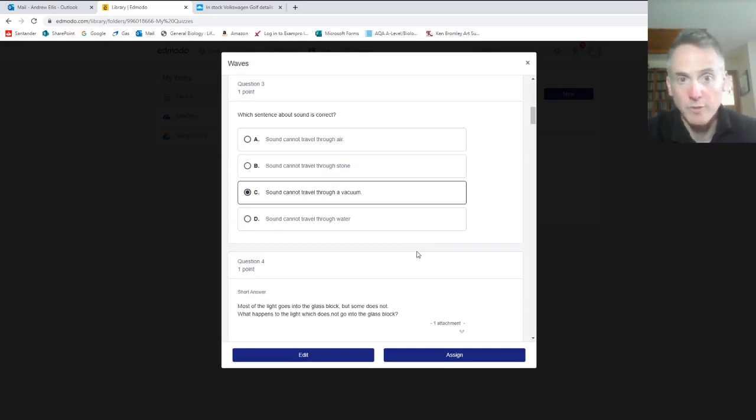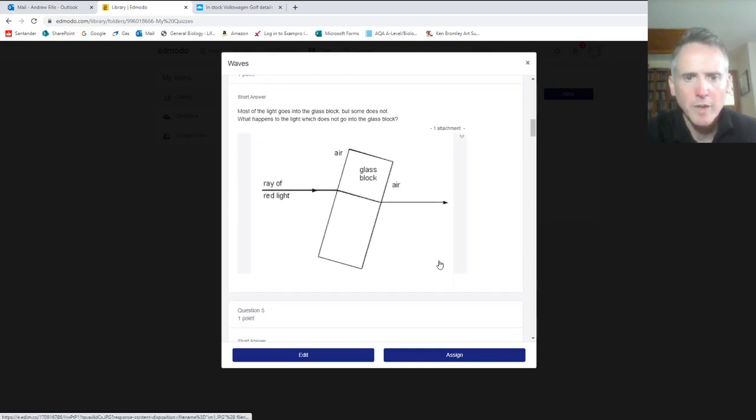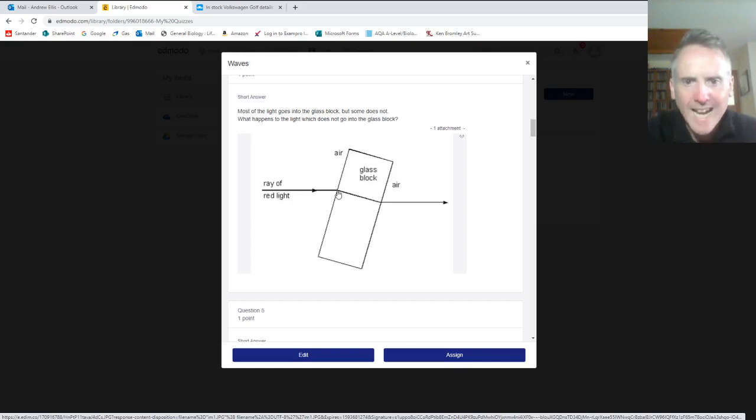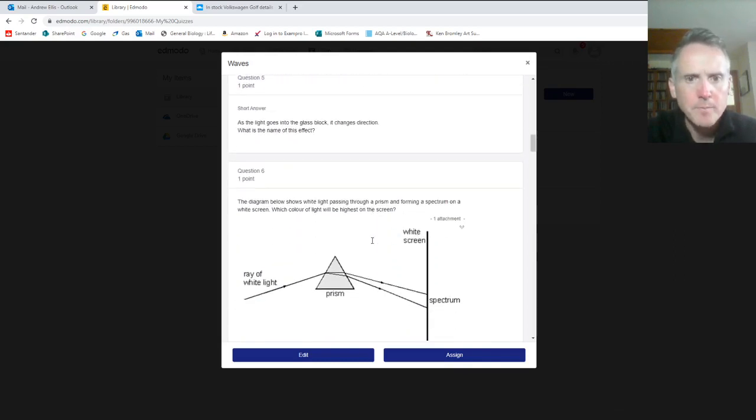Yeah, sound can't travel through a vacuum. Most of you got that one right. Well done. And this was the one where you first had to write something down. What happens to light which does not go into the glass block? You get a reflected ray here. So glass is shiny, therefore it reflects. Therefore, some light passes through, but you get a reflected ray. You probably saw that if you played on the little simulator that we used. So the answer is reflected there.